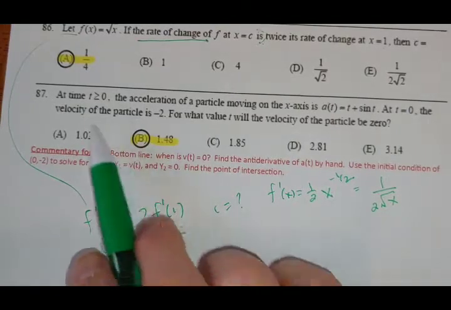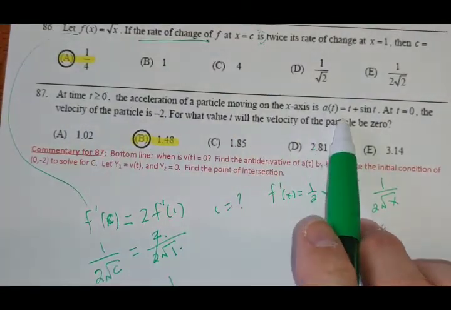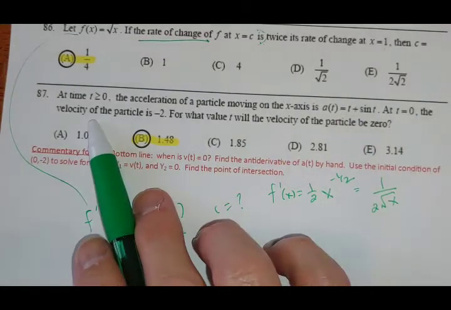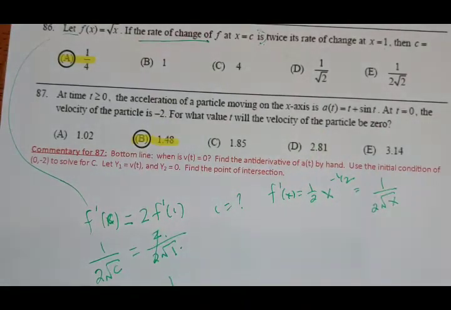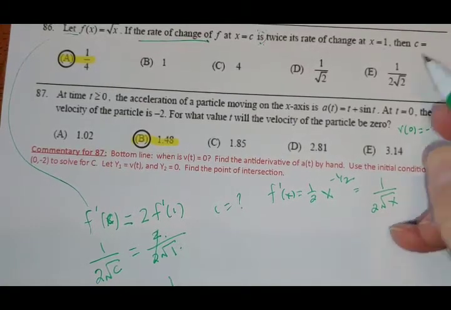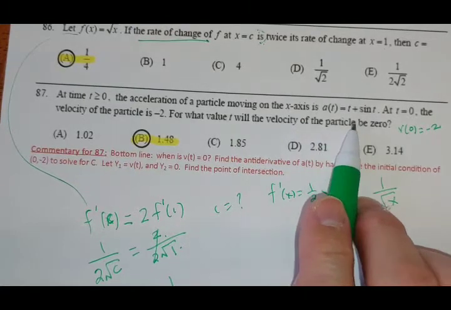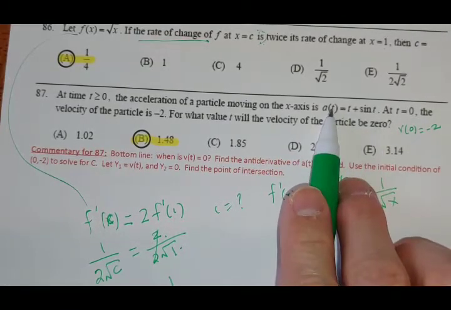So number 87, at time t equals 0, the acceleration of a particle along the x-axis is given. So we have an acceleration function. At t equals 0, the velocity is -2. So we have an initial condition for velocity. So that's really v of 0 equal to -2. For what value of t will the velocity of the particle equal 0? So we're going to find the antiderivative of acceleration.